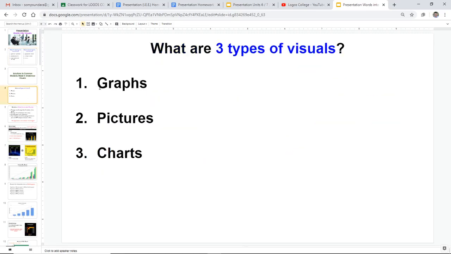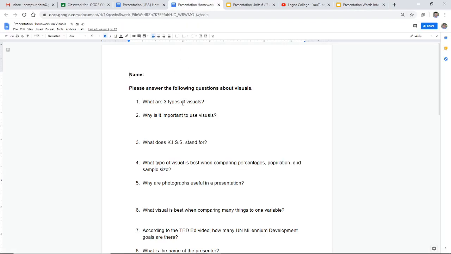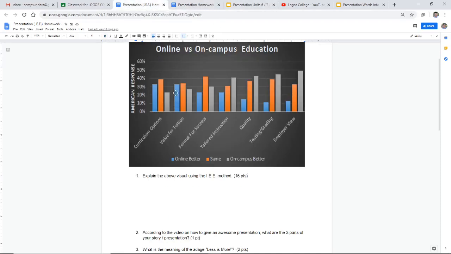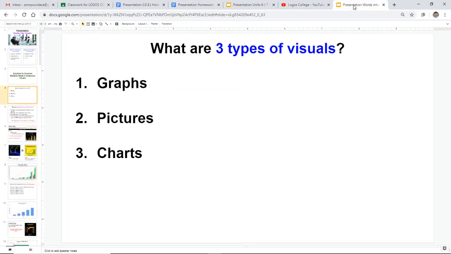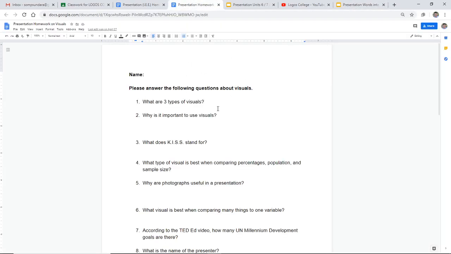So let's go here. What are 3 types of visuals? And that was your first question. What are 3 types of visuals? They are graphs, pictures, and charts. So the answer I was looking for was graphs, pictures, and charts. All right. So that was the answer I was looking for right there.